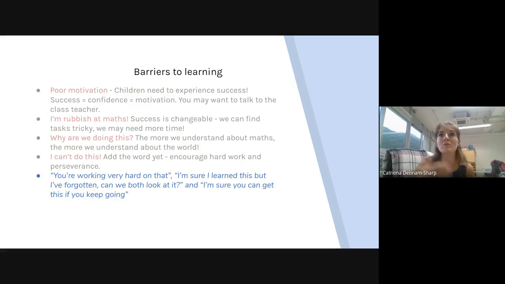And the same can be said for those children that really get it quickly. They just want to move on fast. And we need to make sure that they've had the time to think through and to think deeply about the mathematical concepts that they're studying. So the first thing is poor motivation. Children need to experience success. So this is something I spoke about before. And success equates to confidence, which equates to motivation.